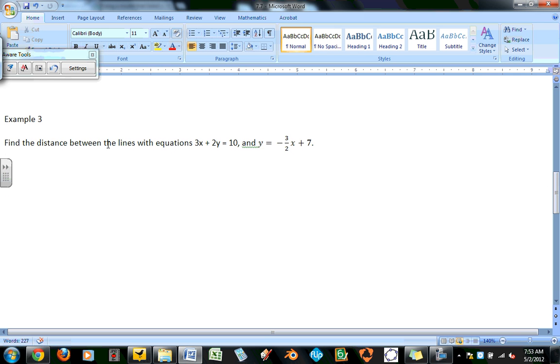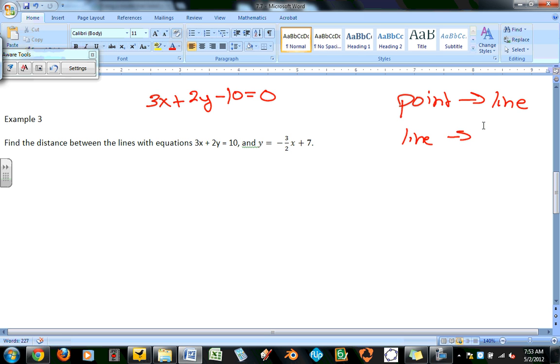Find the distance between these two lines with the equations 3x plus 2y equals 10 and y equals -3/2 x plus 7. All right, they just try switching it up on us a little bit, but if we understand what we're doing, we should be able to do this fairly simply. Let's put this in the form ax plus by plus c. So I'm going to subtract my 10 over to the other side and have it set equal to 0. The equation we have is from a point to a line. Right now I have a line to a line.